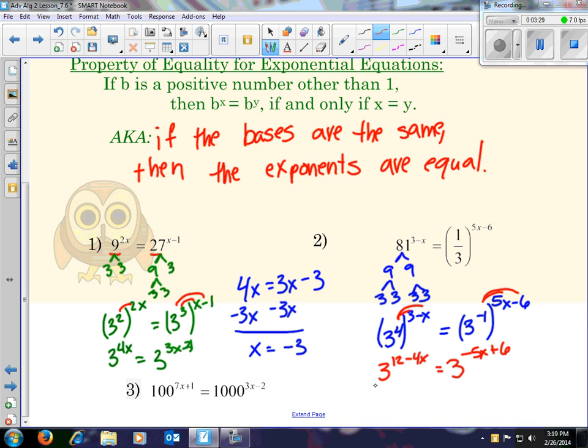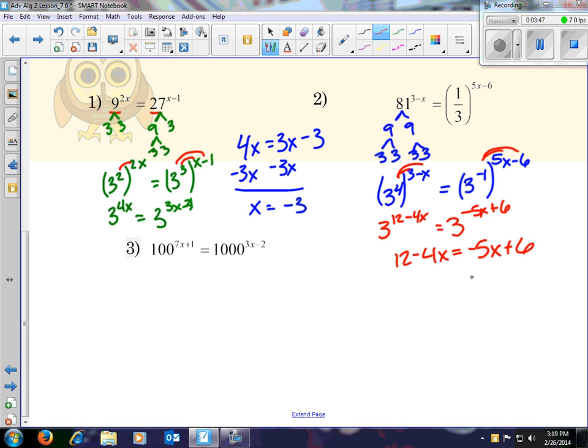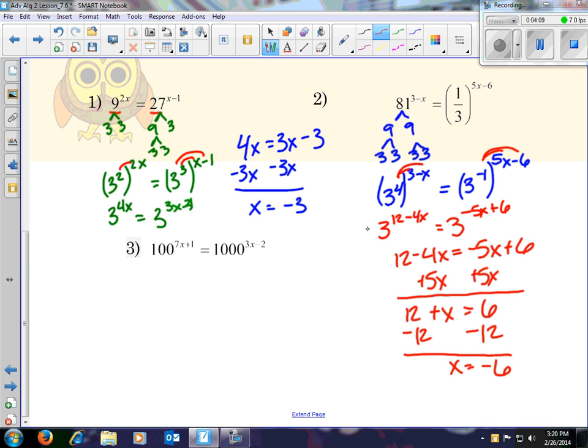Now, since I have same bases, I can set my exponents equal to each other. So I have 12 minus 4x equals negative 5x plus 6. So I can add 5x to both sides. So I get 12 plus x, because negative 4 plus 5 is positive 1, equals 6. And then I can subtract 12 on both sides of my equal sign. So I have x is equal to negative 6.